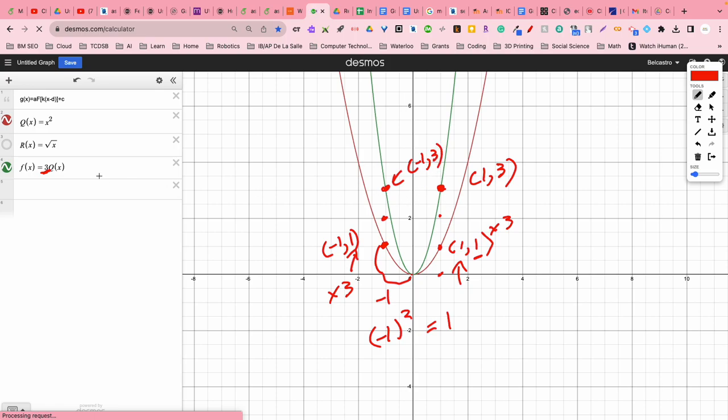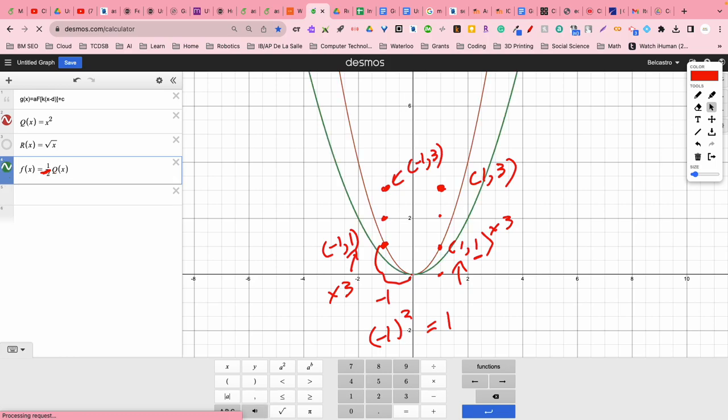A compression is a value between 0 and 1. So instead of using 3, you could use something like a half, and you'll notice it got much wider. We could calculate that one. And then finally, a negative will flip this on the x-axis. So if I hit this negative, there we go. The whole function has flipped downwards.